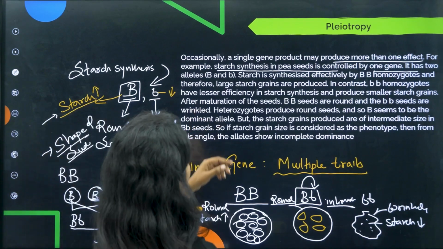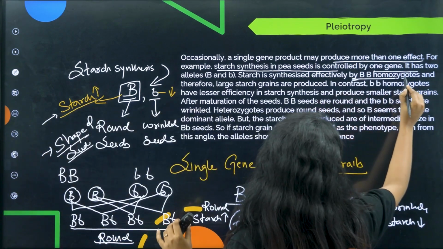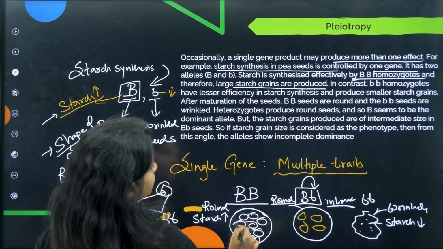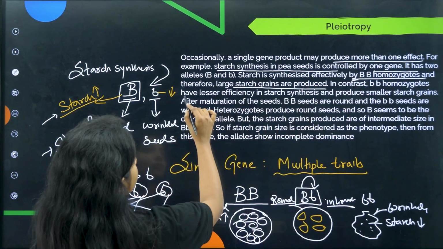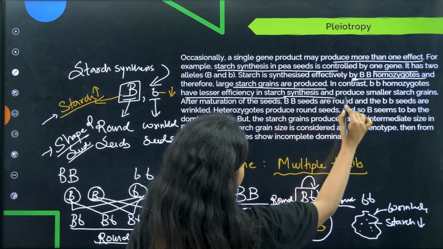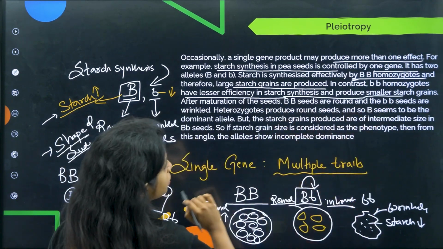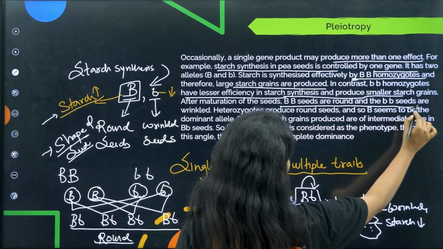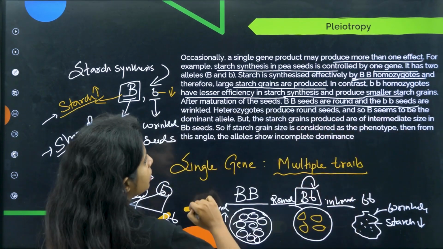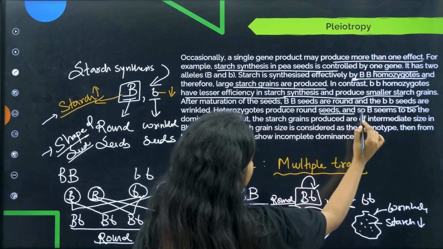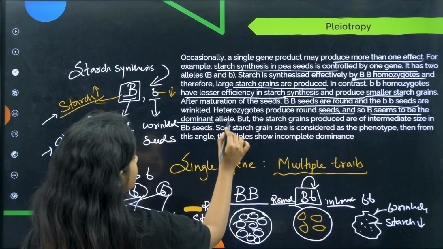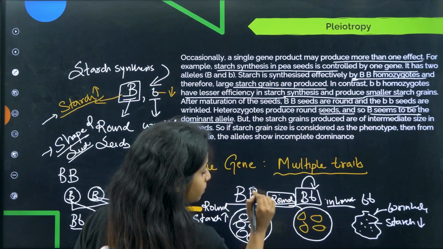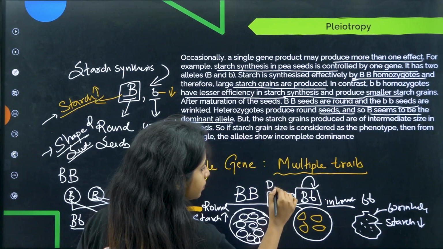Let's read it once. So over here, starch is synthesized effectively by capital B homozygotes. Therefore, large starch grains are produced over here. Okay? In contrast, small b homozygotes have lesser efficiency in starch synthesis and produce smaller starch grains, as you can see over here. After maturation of the seed, capital B seeds are round and small b seeds are wrinkled. Heterozygotes produce round seeds and so B seems to be the dominant allele. So this is round, so this is dominant. For this particular trait, capital B is dominant.